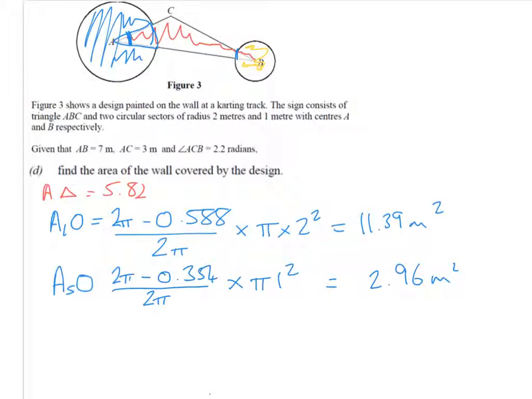So to find the total area, we just add up these three values, 1, 2, 3 values, and we should come up with a value of 20.17 metres squared. And that is our final answer, which would be, does it say to 2 decimal places? No. So 20.17 metres squared, or 20.2 metres squared, and that's the final answer you're after.